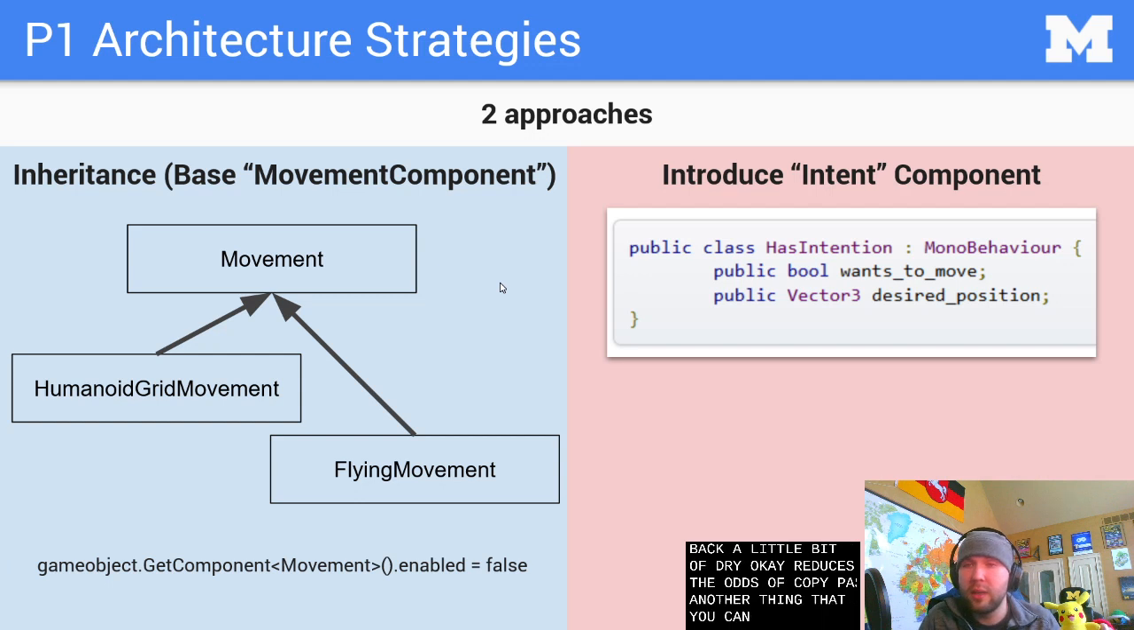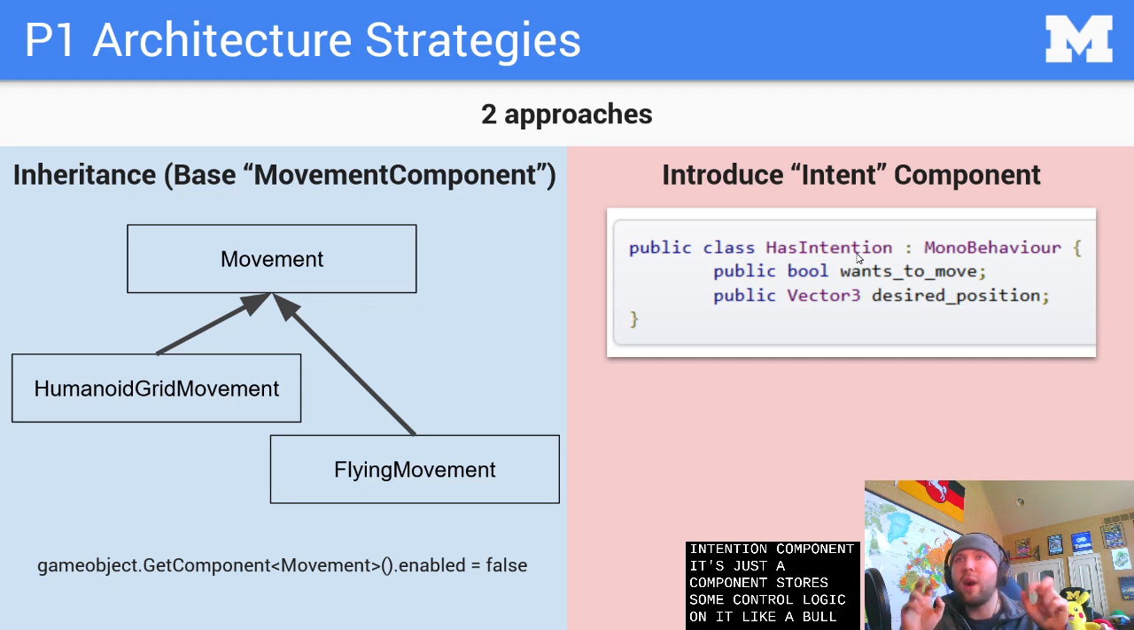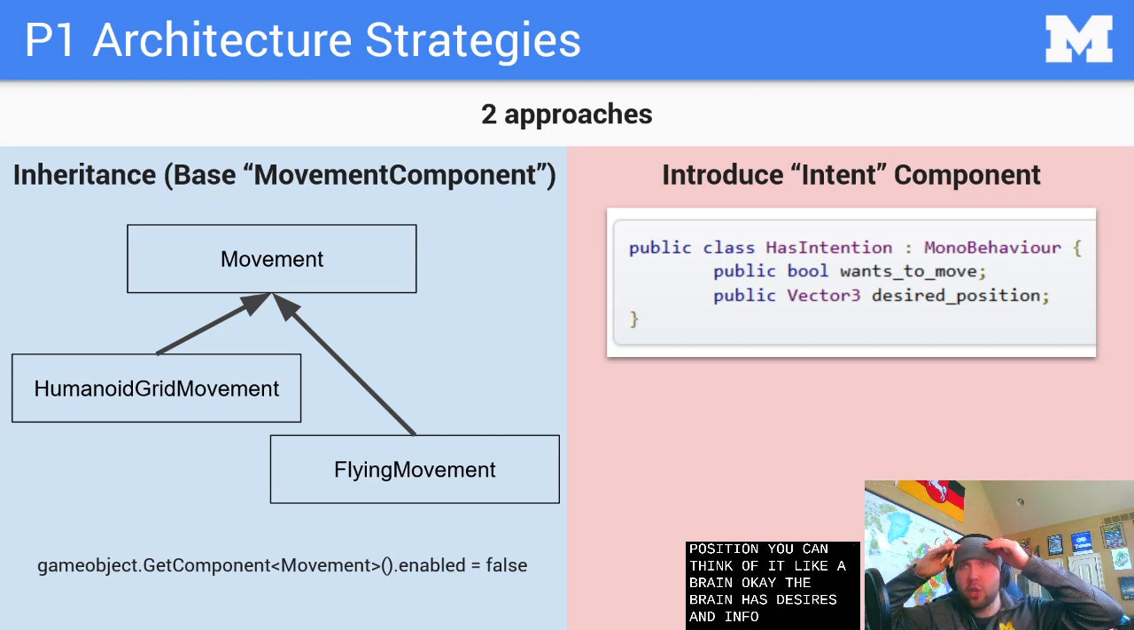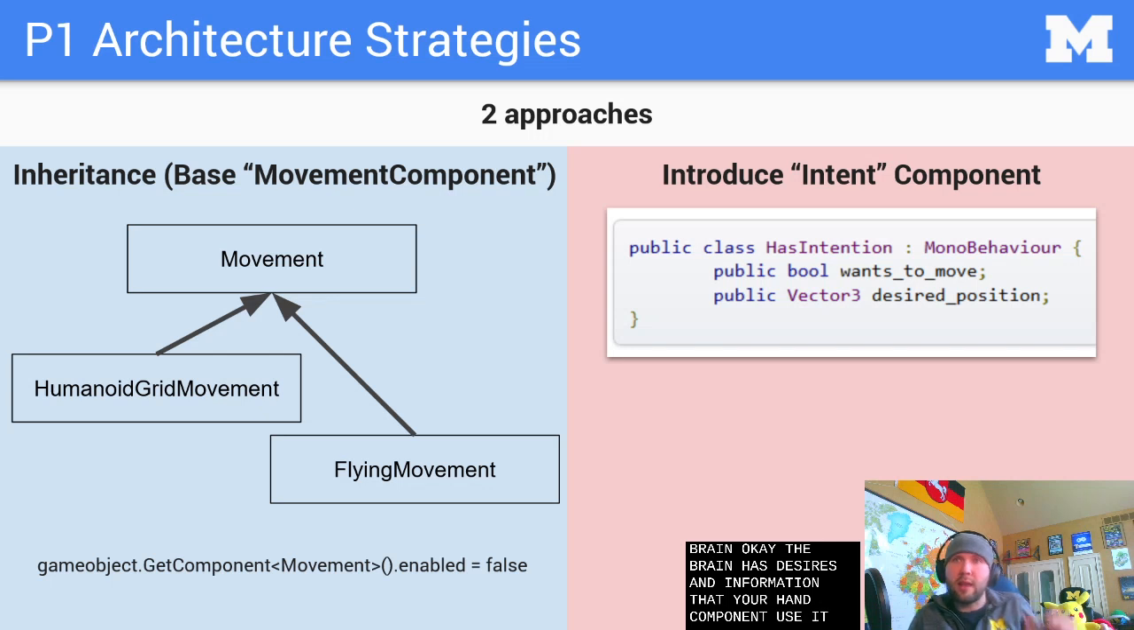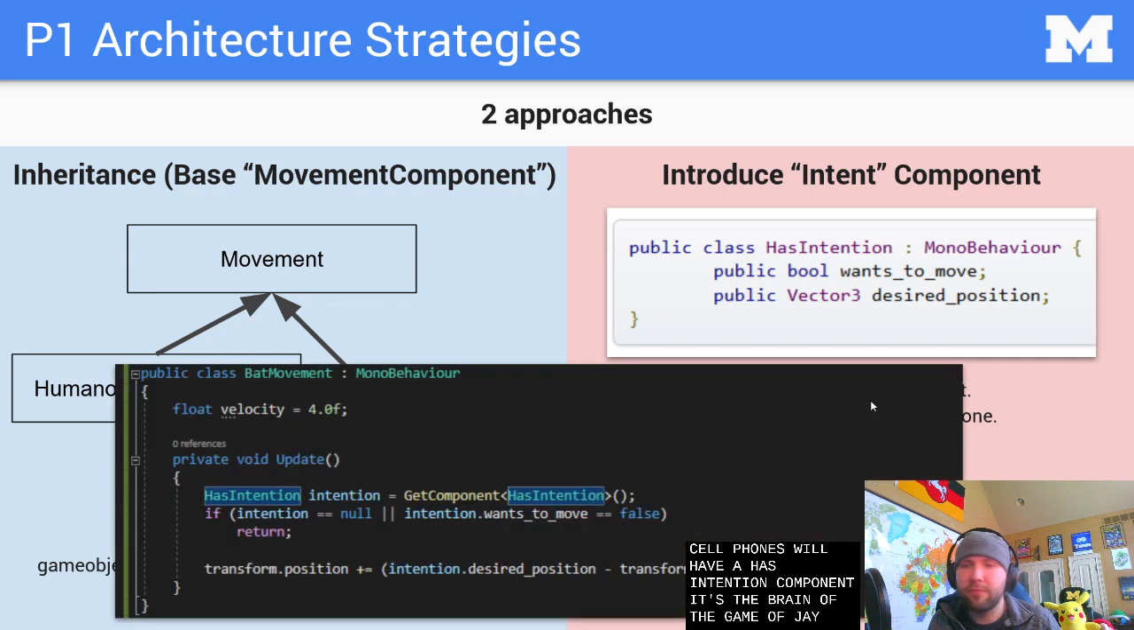Another thing that you can do is you can take the intent component approach. For instance, let's say you create a HasIntention component. It's just a component that stores some control logic on it. It stores a variable, like a bool, wantsToMove. It stores a Vector3, desiredPosition. You can think of it like a brain. The brain has desires and information that your hand component uses, that your leg component uses, that your mouth component uses. Okay, and so your Stalfos will have a HasIntention component. It's the brain of the game object.